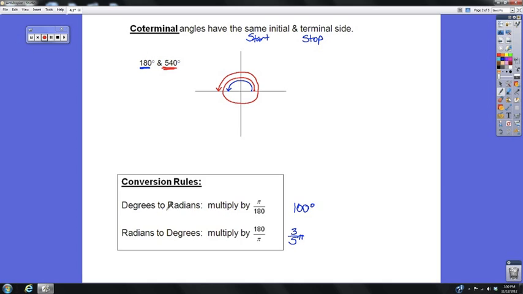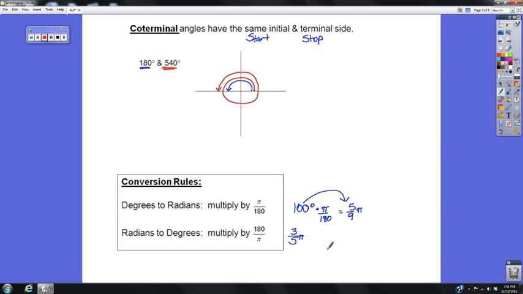So to convert degrees to radians, we multiply by pi over 180. So I'm going to take 100 degrees, and multiply it by pi over 180. So basically I'm going to reduce 100 over 180, and that reduces to 5/9, and then I still have my pi. So 100 degrees converts to 5/9 pi.